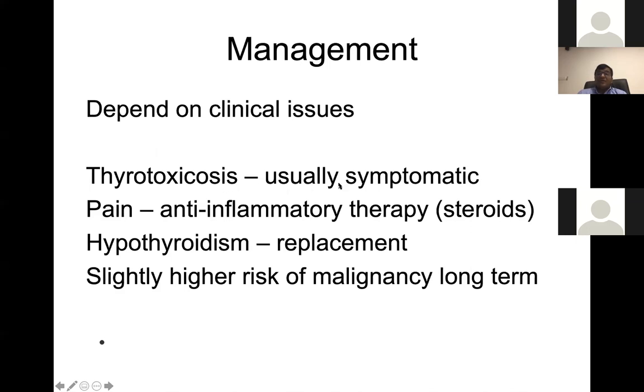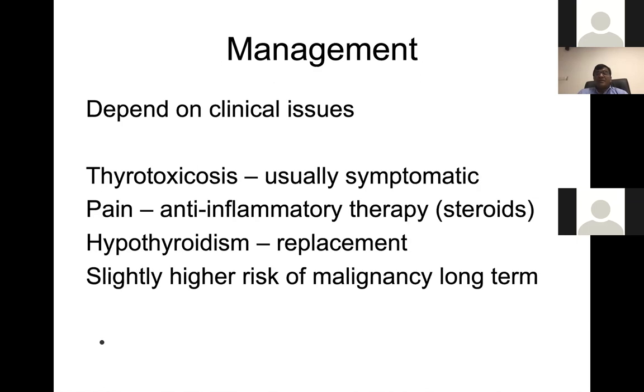Thyrotoxicosis, you need to usually treat symptomatically with beta blockers and so on, because it's not due to the synthesis of thyroxine. If the patient has very severe pain of the thyroid, anti-inflammatory therapy like NSAIDs, and if the patient is having severe pain and also not responding to anti-inflammatory therapy, you can give a short course of steroids. If the patient has hypothyroidism, it's replacement. Sometimes there can be a slightly higher risk of malignancy on the longer run. So if there's a goiter, periodic surveillance with ultrasound and clinical examination might be important.